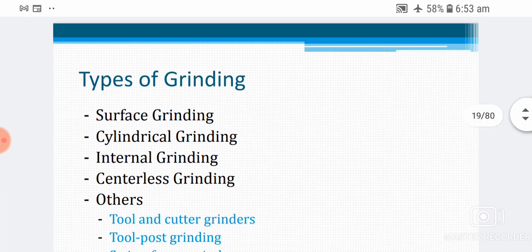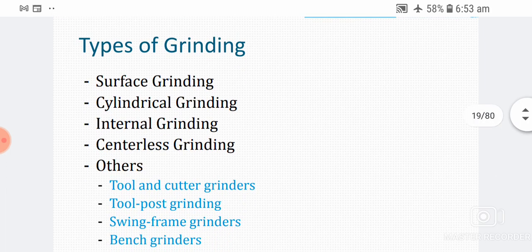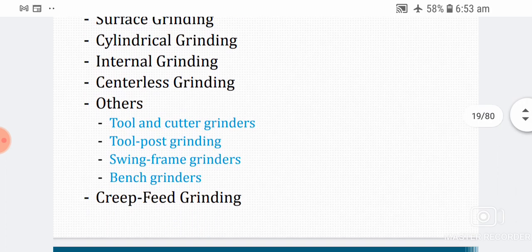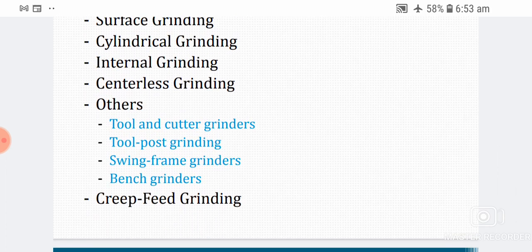Types of grinding. Different types of grinding used in manufacturing technology: surface grinding, cylindrical grinding, internal grinding, centerless grinding. Other forms of grinding include the tool and cutter grinder, tool post grinding, swing frame grinding, bench grinders, and the grease feed grinding.